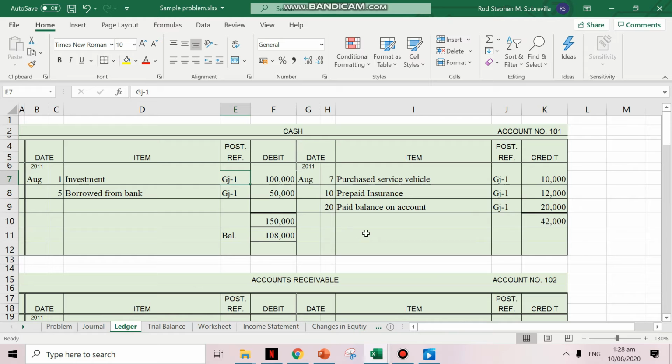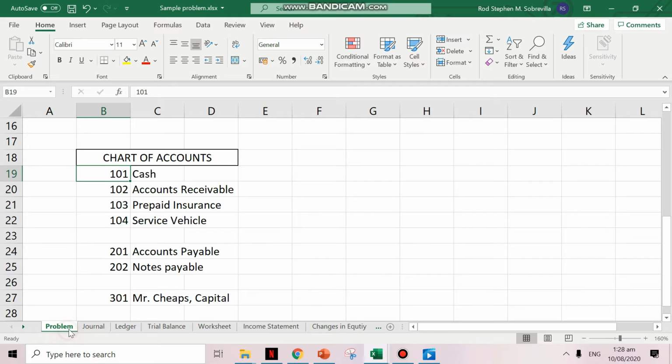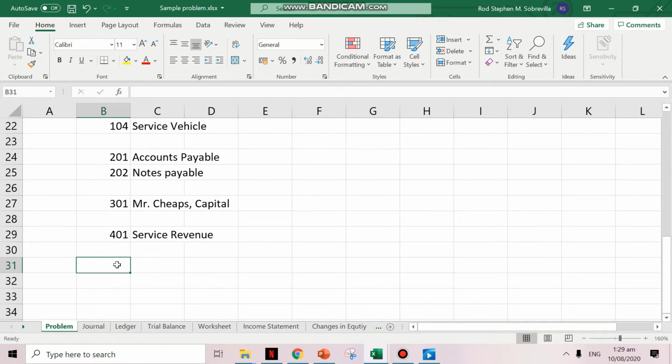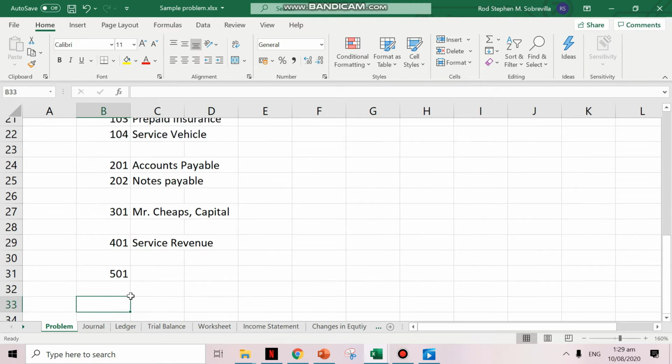Tapos, ang gagawin nyo muna is, gagawa kayo ng tigi-tigisa kada account dito sa chart of accounts bago kayo mag-fill up. Mapapansin nyo, this is 100 to 104 kasi these are asset accounts. And then, nag-stop tayo doon. Nag-proceed tayo sa 200 for the liabilities, 300 for the capital account, and 400 for revenue account. And then, for expense, pero wala tayong expense dito. Usually, 501 yun. And then, so on.